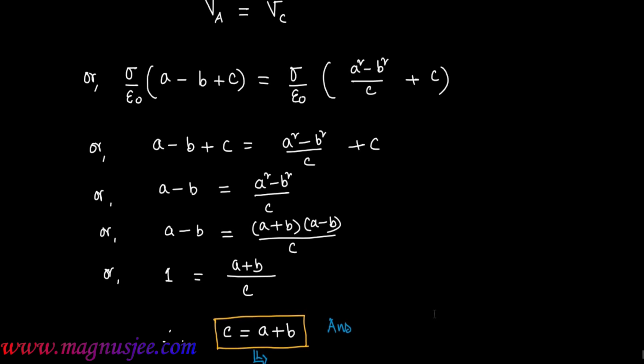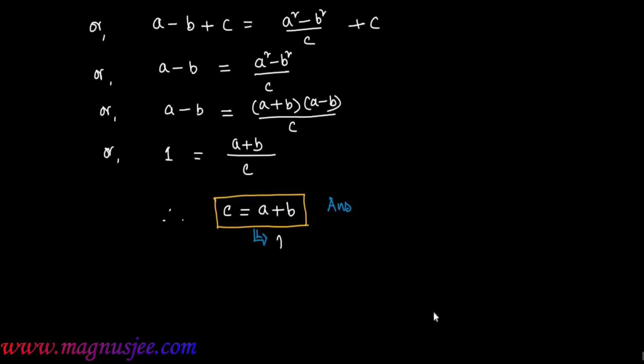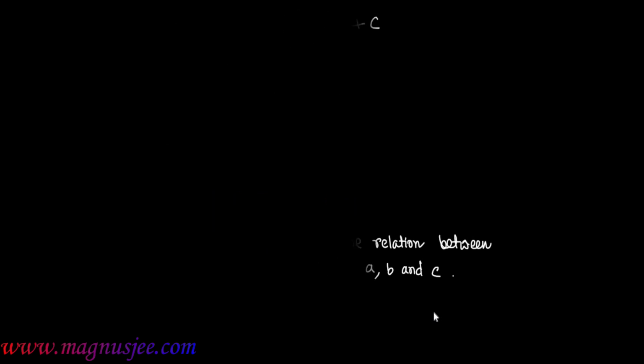So that is the answer. This is the relation between the radii of the three metallic charged shells, the radii A, B and C.